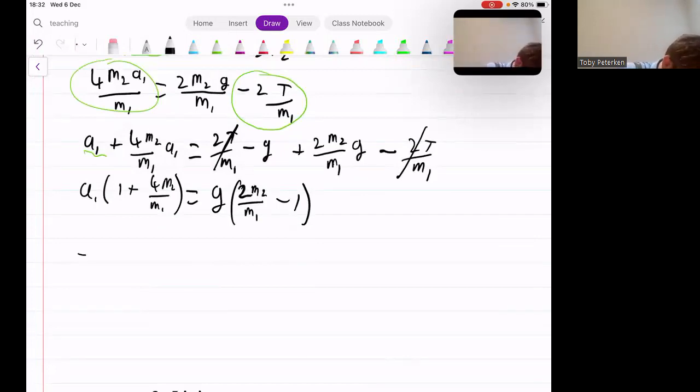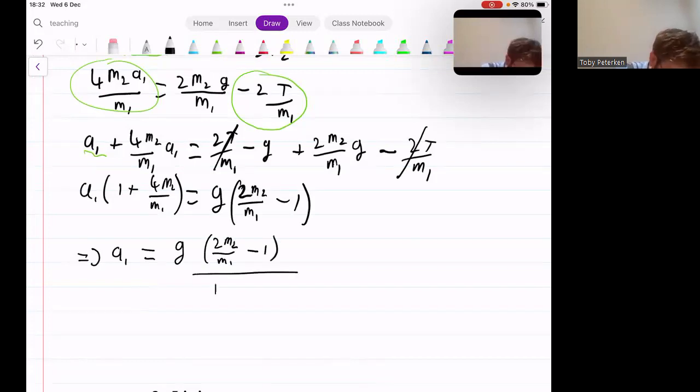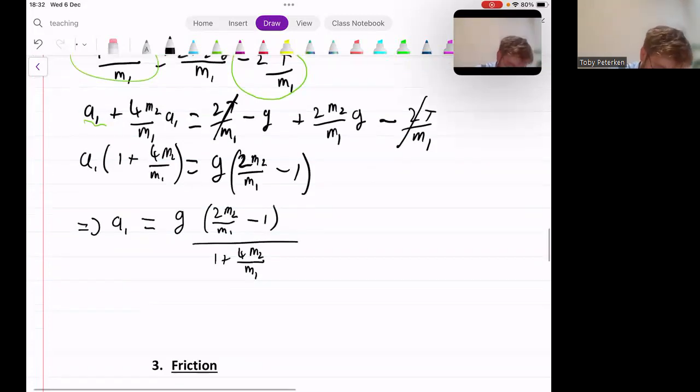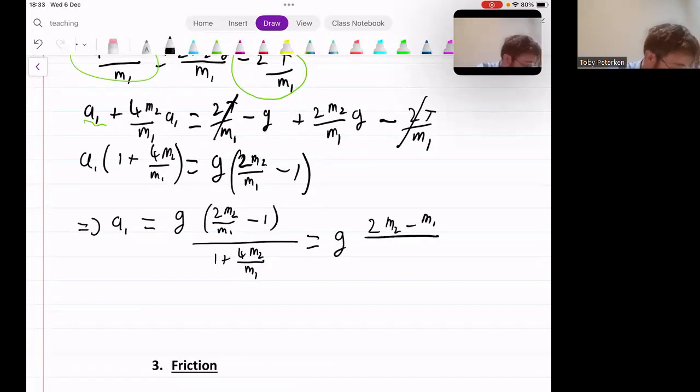Which gets a1 equals g times 2 m2 over m1, take away 1, over 1 plus 4 m2 over m1, which we can simplify slightly as g times 2 m2 minus m1 over m1 plus 4 m2.